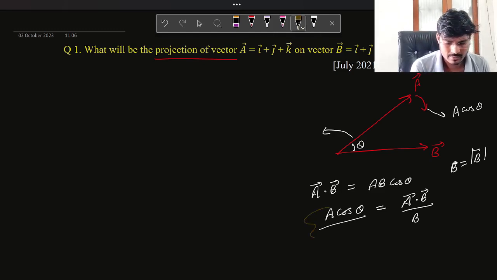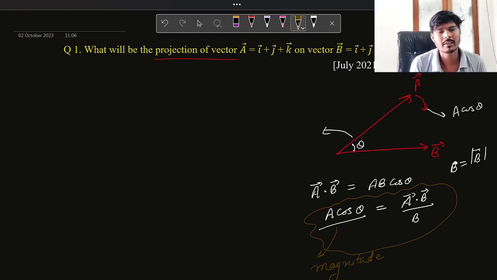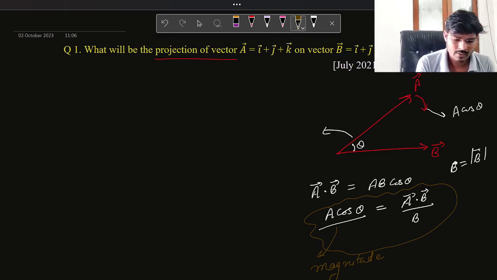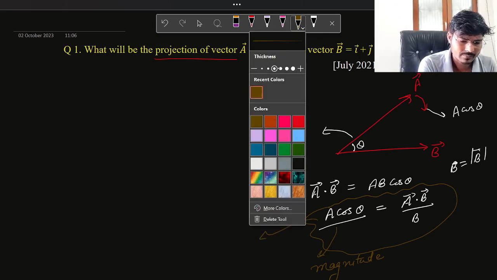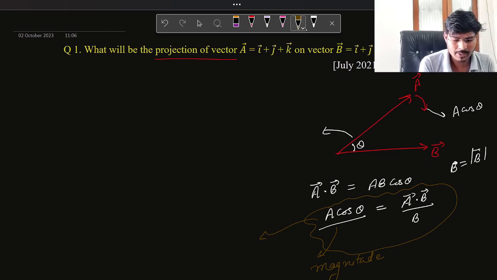Okay, but this is only the magnitude of projection. If we have to calculate it in terms of vector or with the unit vector, then what will it be? Let's say A cos theta is the projection, and what do we need along with this? Magnitude. This is magnitude, and what do we need with it? Direction, that is unit vector.